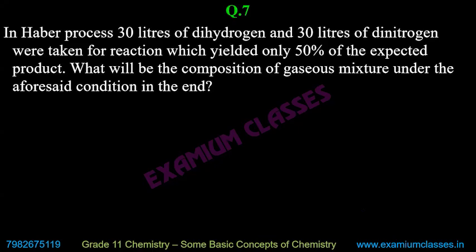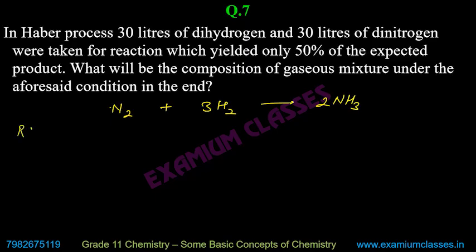Now, last question today. In the Haber process, 30 liters of dihydrogen and 30 liters of dinitrogen were taken for reaction, which yielded only 50% of the expected product. What will be the composition of the gaseous mixture under the aforesaid condition in the end? Haber process is the production of ammonia, which is N2 plus 3H2 giving you 2NH3.